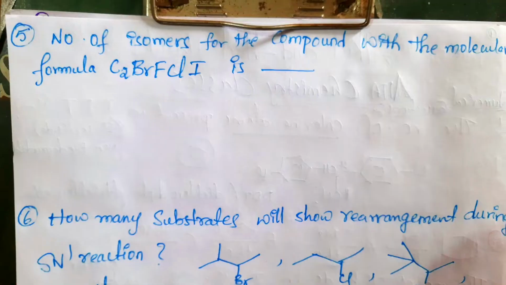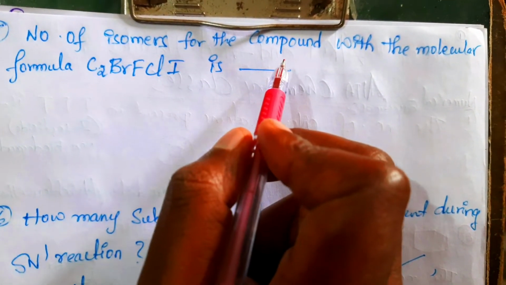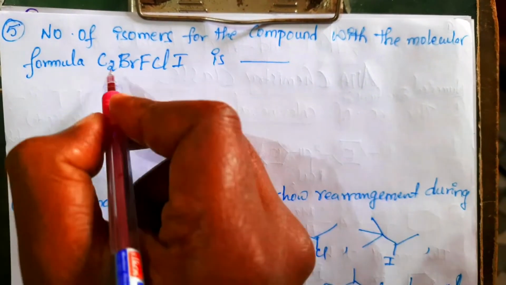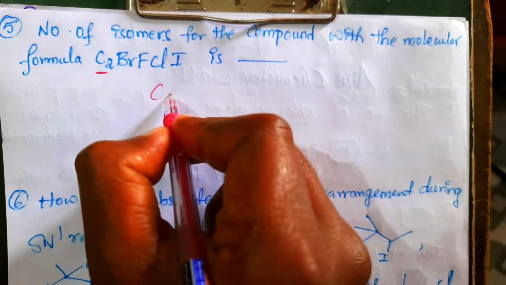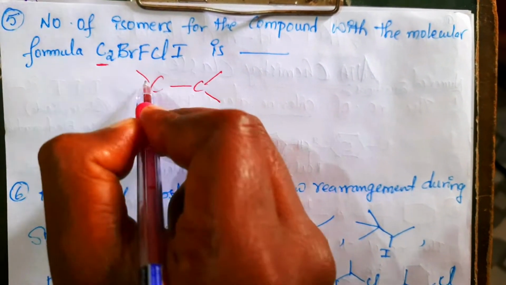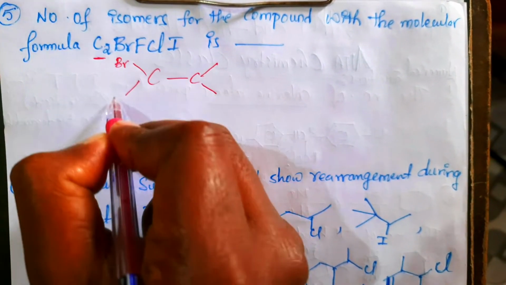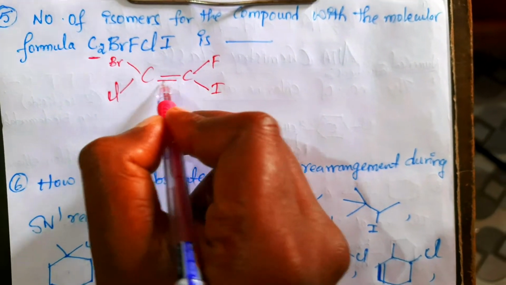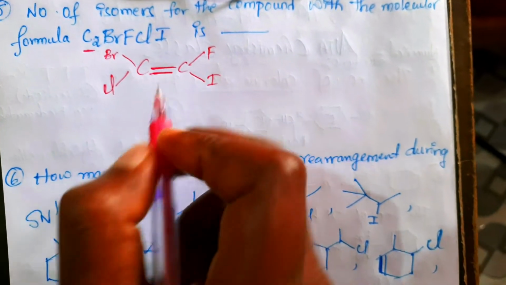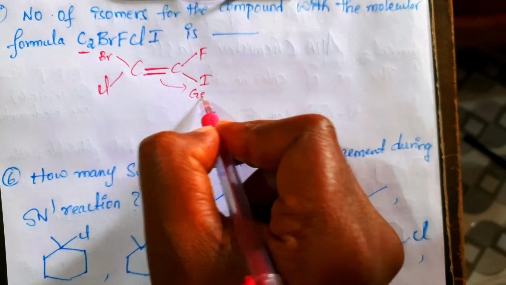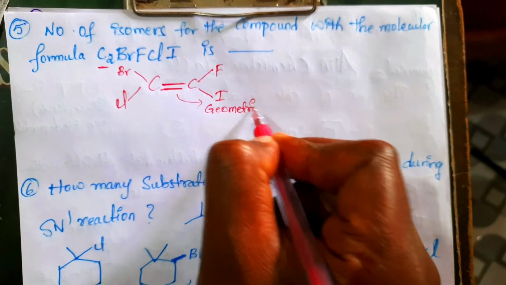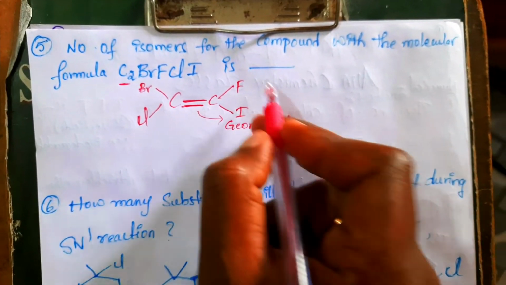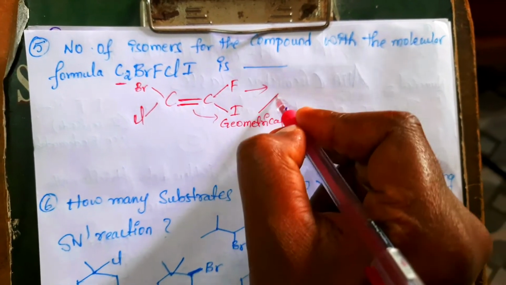Is that clear? Now the next one: the number of isomers for the compound with molecular formula C2BrFClI. Two carbons are there, with 4 halogens: bromine, chlorine, fluorine, iodine. Now the carbon tetravalency is not satisfied, so it is an alkene. Alkenes generally participate in geometrical isomerism. Now all are different in position, so what is the number of isomers possible?